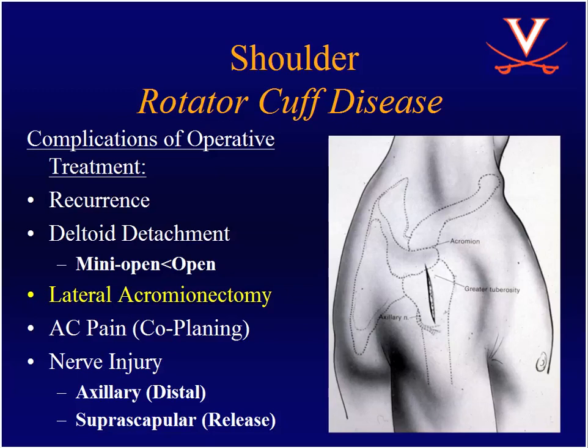You can have acromioclavicular pain, residual pain, even after doing a so-called coplaning operation, where you try to flatten that part of the clavicle. And therefore, most surgeons recommend that if you're going to address the clavicle, go ahead and do a distal clavicle resection, but preserve the fibers on top of that AC joint so you don't have the horizontal instability. You can have nerve injury, and if you make this incision on the mini open and you make it a maxi open and get too close to the axillary nerve, then you can have problems with that. You can also have suprascapular nerve injury. If you try too aggressively to mobilize the supraspinatus, then you can get a suprascapular nerve injury as well.